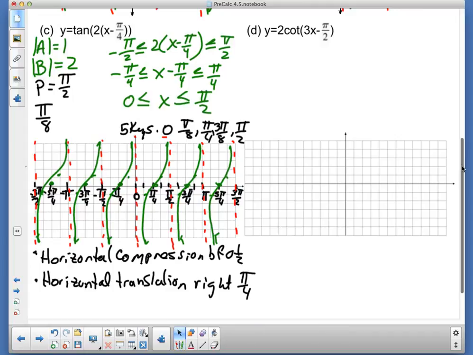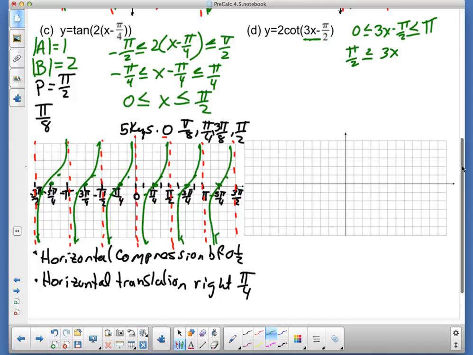Now, our last one here, we have y equals 2 cotangent of 3x minus pi over 2. Now, the 3 is inside, so this makes it kind of tough, but keep in mind, in a cotangent, we're going to go 3x minus pi over 2, and this is supposed to be over pi, and now I solve for x. So I'm going to add pi over 2 to both sides, 3x, and this is 3 pi over 2. Now I'm going to multiply by 1/3, so I got pi over 6 for x, and 3 pi over 6.